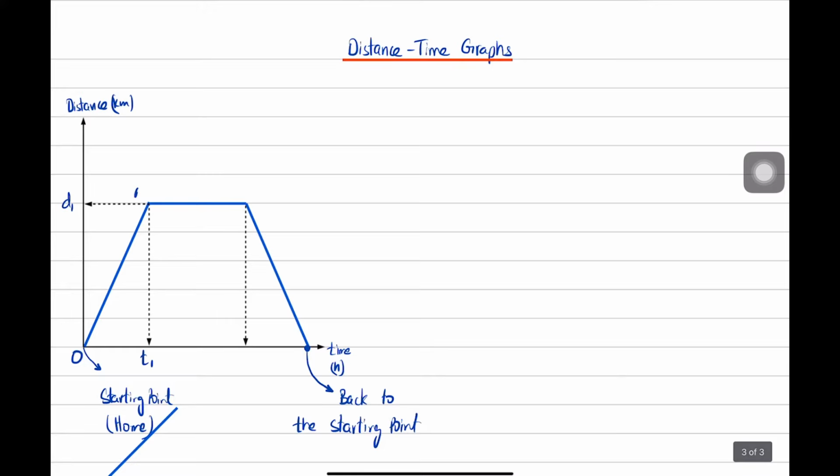Now let's break this journey down. Let's call these points OA, AB, BC. From O to A, let's see what's happening. From O to A, the distance is increasing. But we don't just leave it there. We say the distance is increasing at a constant rate.